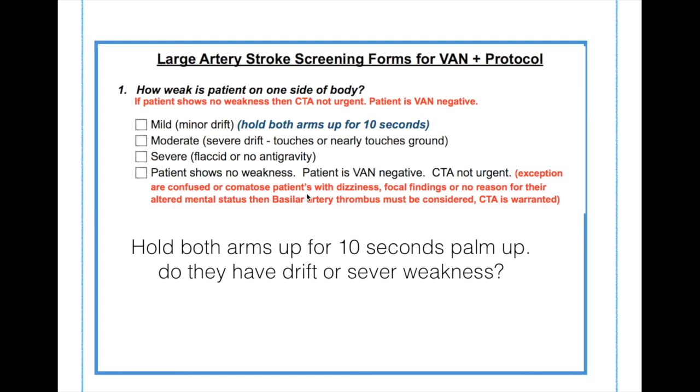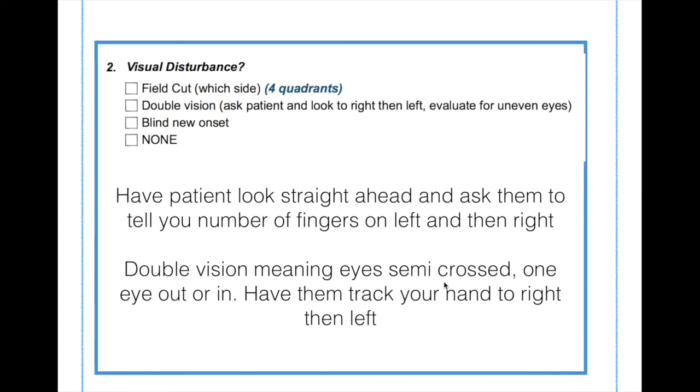Someone is confused or comatose with dizziness and focal findings. These are patients you should consider for basilar artery thrombus and do a CTA. But I'm talking about awake patients that show no weakness and they're VAN negative, right? So that's the first thing. If they have no weakness, you're done.